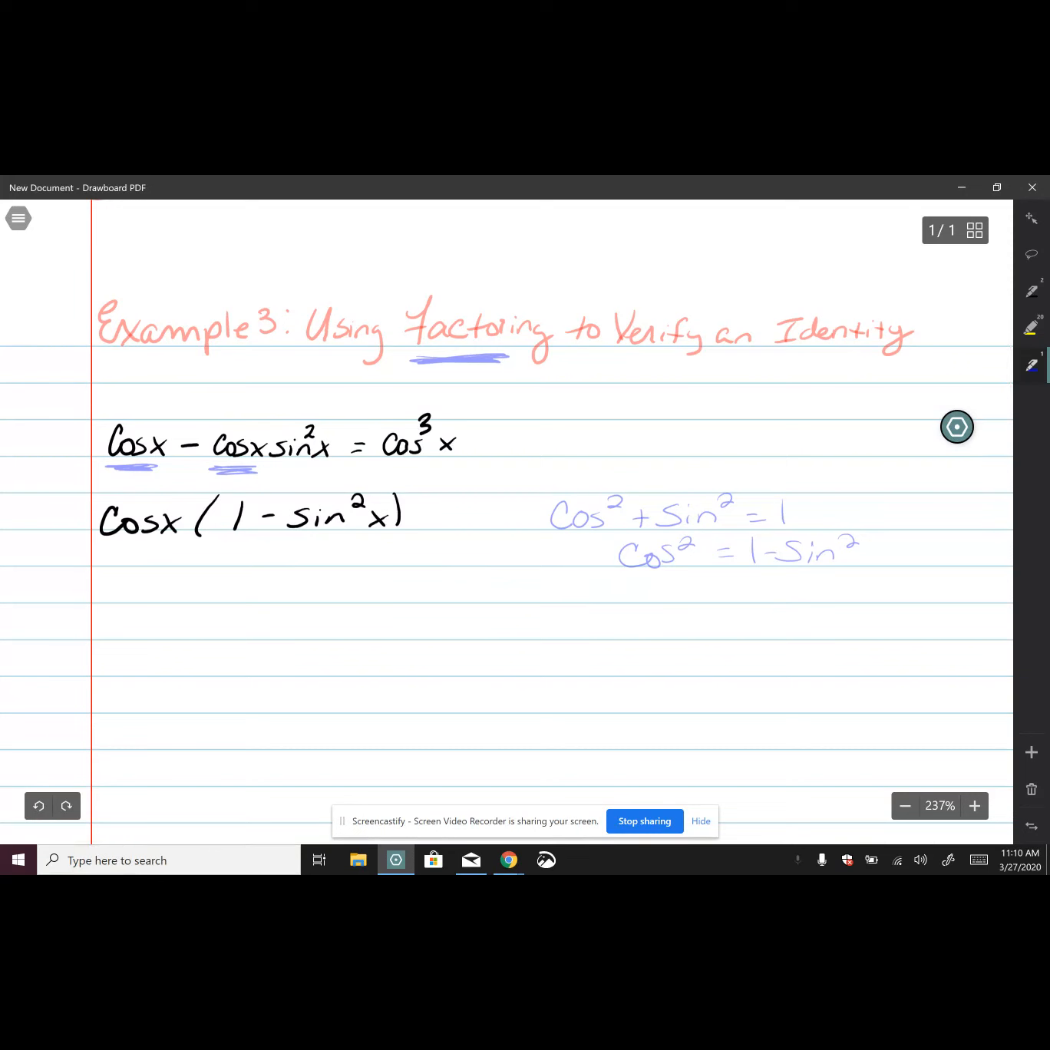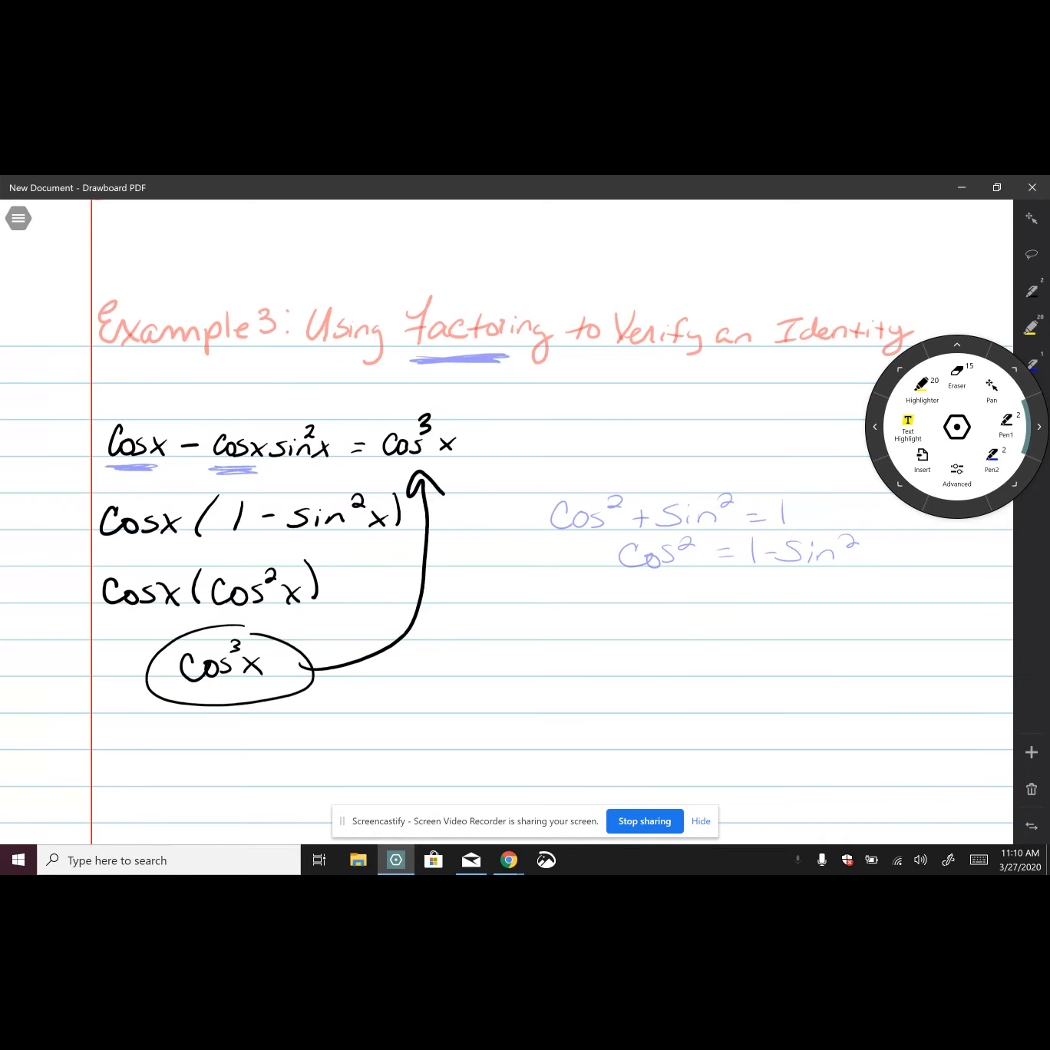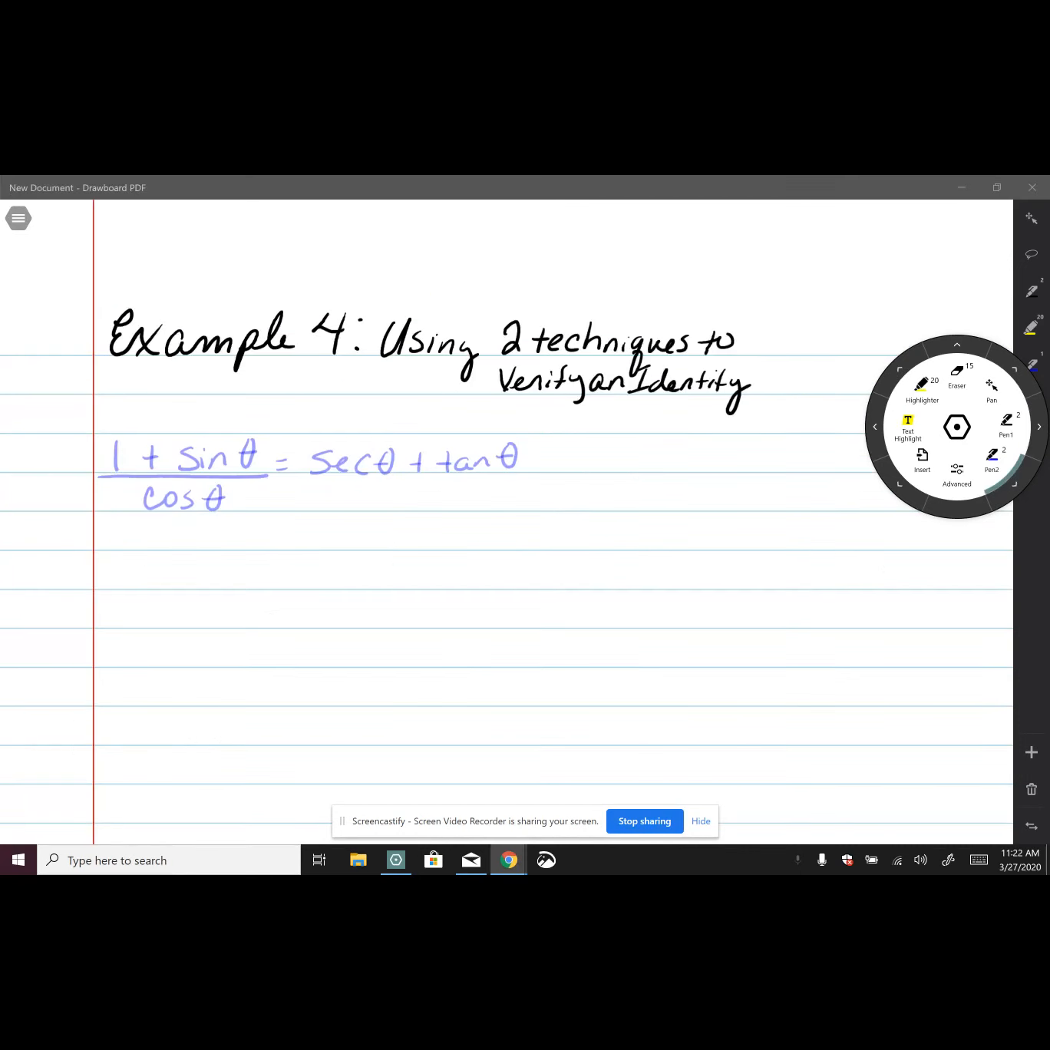So let's rewrite and start manipulating a little bit more. I can't do anything with this cosine x. That's just going to sit there. However, 1 minus sine squared x is going to wind up being cosine squared x, because I can substitute that in. So when I do that, I have cosine x and then cosine squared x. When I multiply those together, I wind up with cosine cubed x. And that matches what I need. And this trig identity has now been verified.